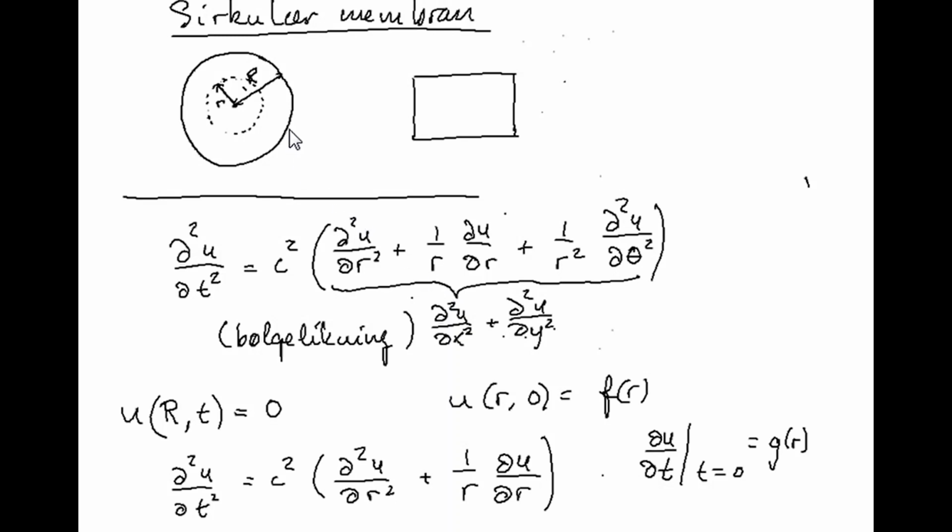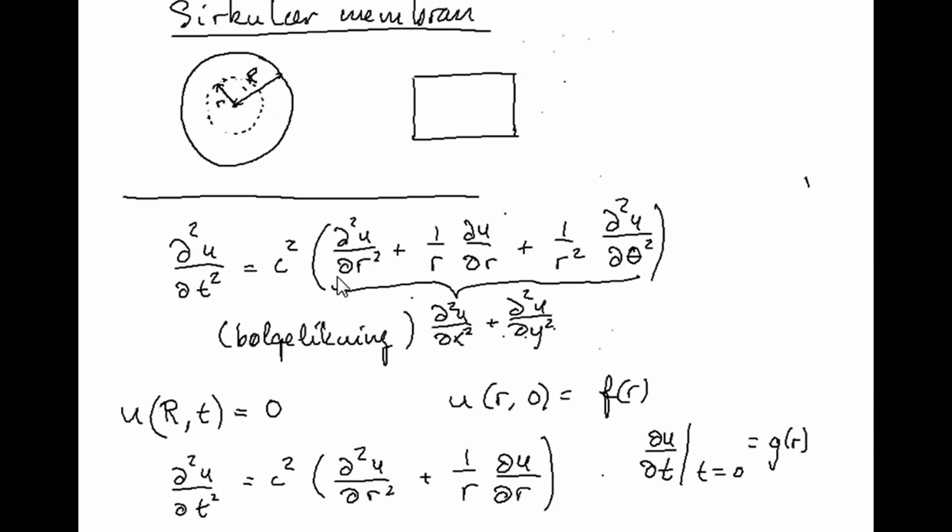Let us now consider the vibration of a circular membrane. So instead of having a rectangular membrane, we now have a circular membrane. And we will use polar coordinates. Now the radius of this membrane is called capital R.